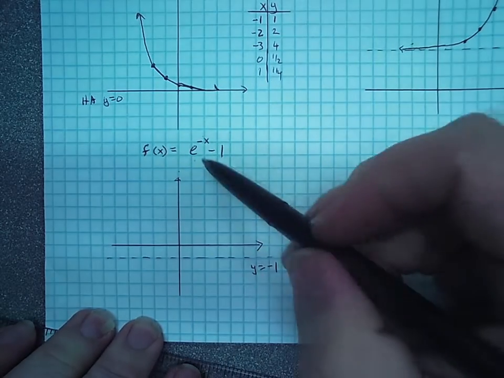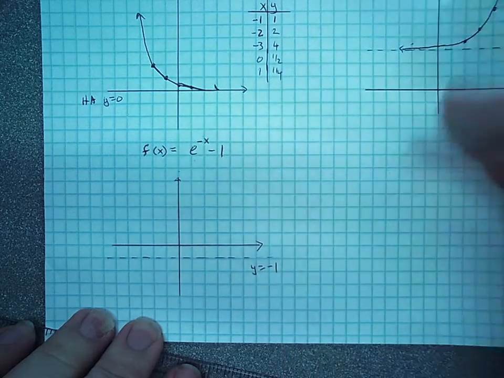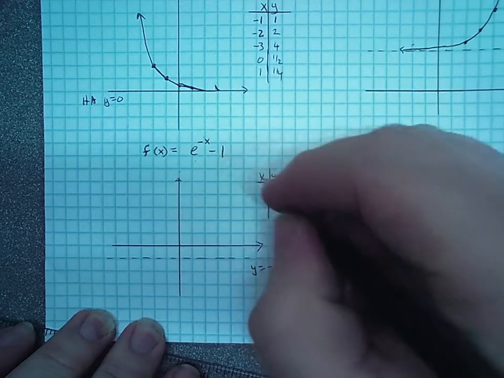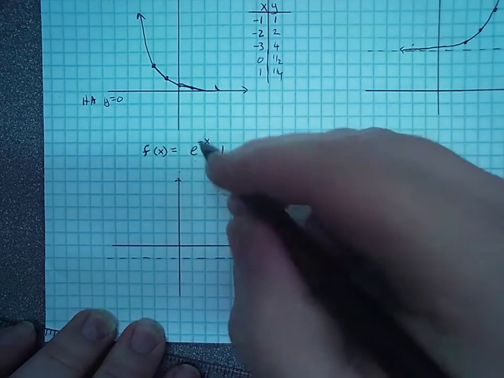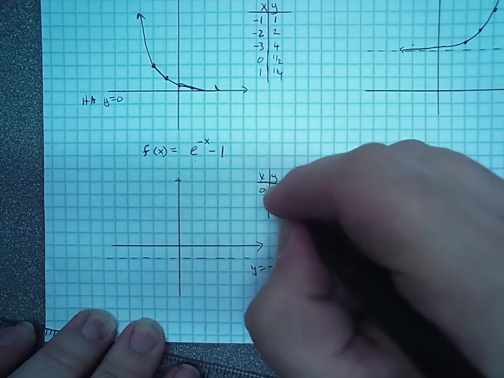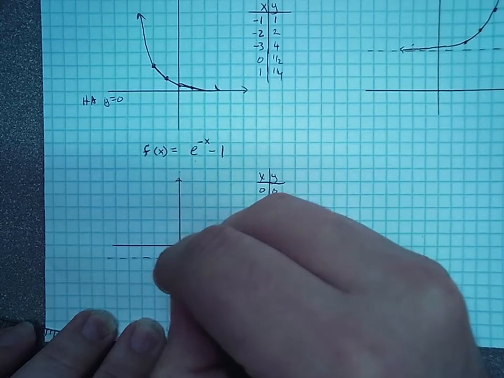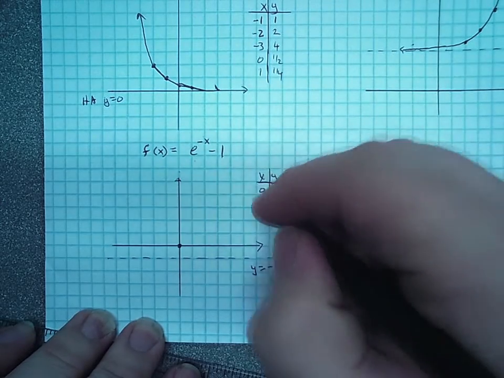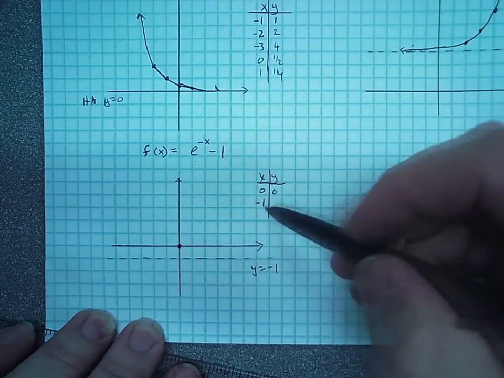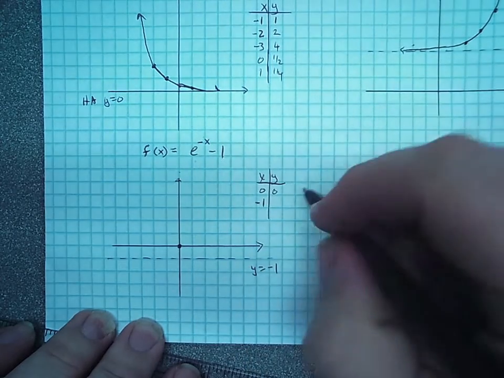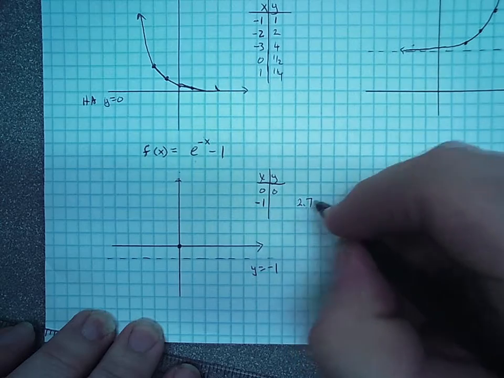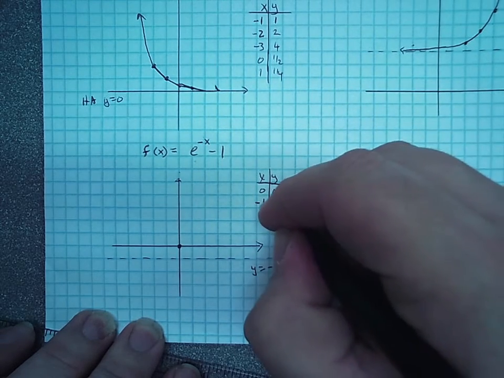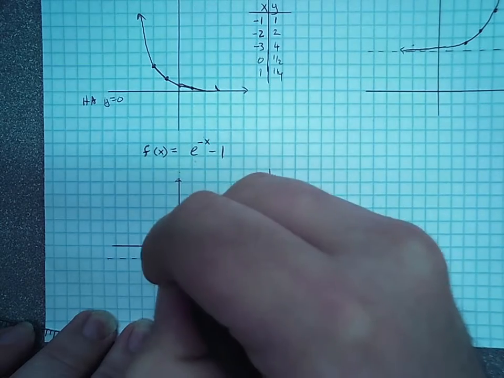I need a couple of points. Making the exponent 0 is still my best bet. And the way I'm going to do that right now is by sticking in 0. So that gives me 1 minus 1, which is 0. I can stick in 1, but that's going to be a little tricky. So I'm going to stick in -1 instead. That'll give me e to the x. I know e to the x is e to the 1. E to the 1 is about 2.7. So when I subtract 1, I'm going to be about 1.7.